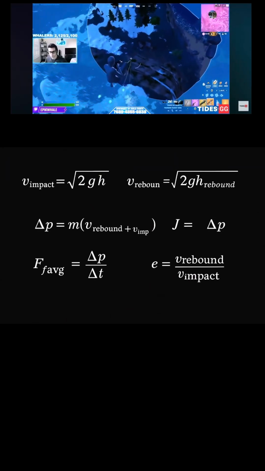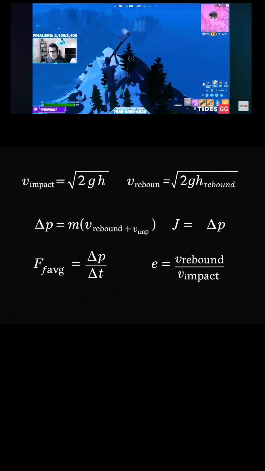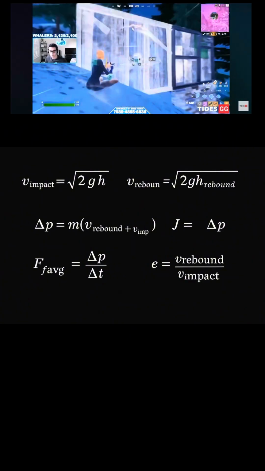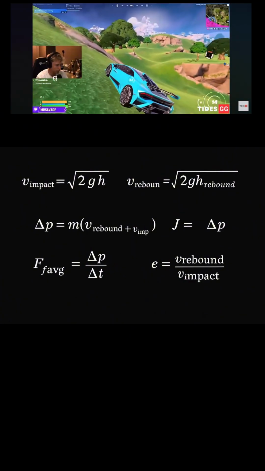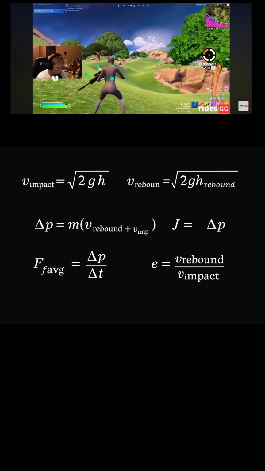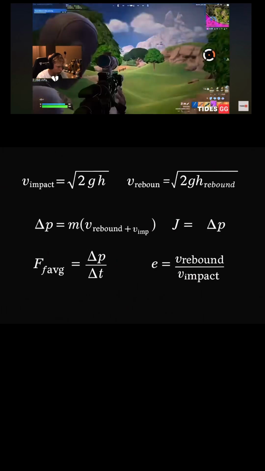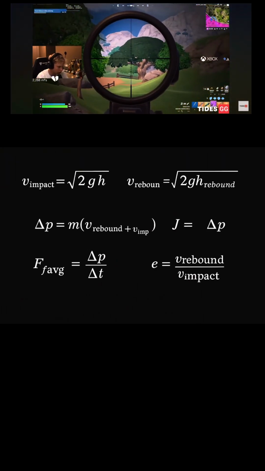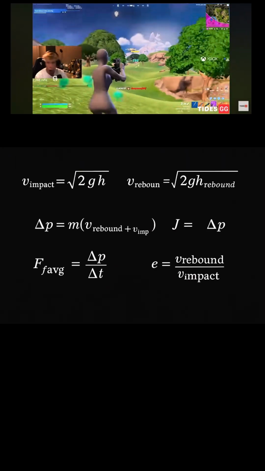So, now that we had these values, we found the impact velocity, the rebound velocity, momentum change, impulse, average force, and the restitution coefficient, and those equations are all in the back there. Now that we're done with that, let's dive right in.